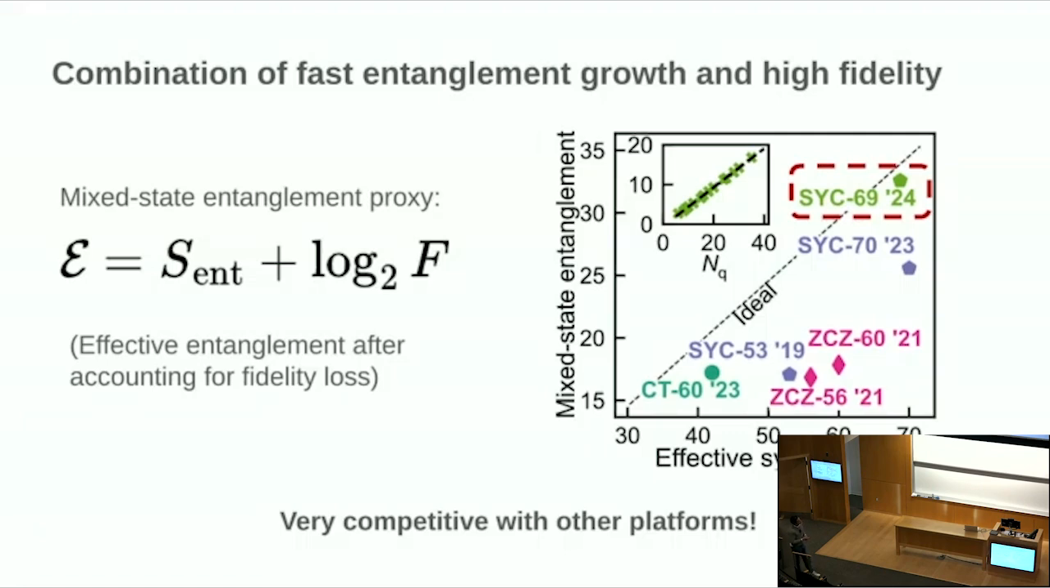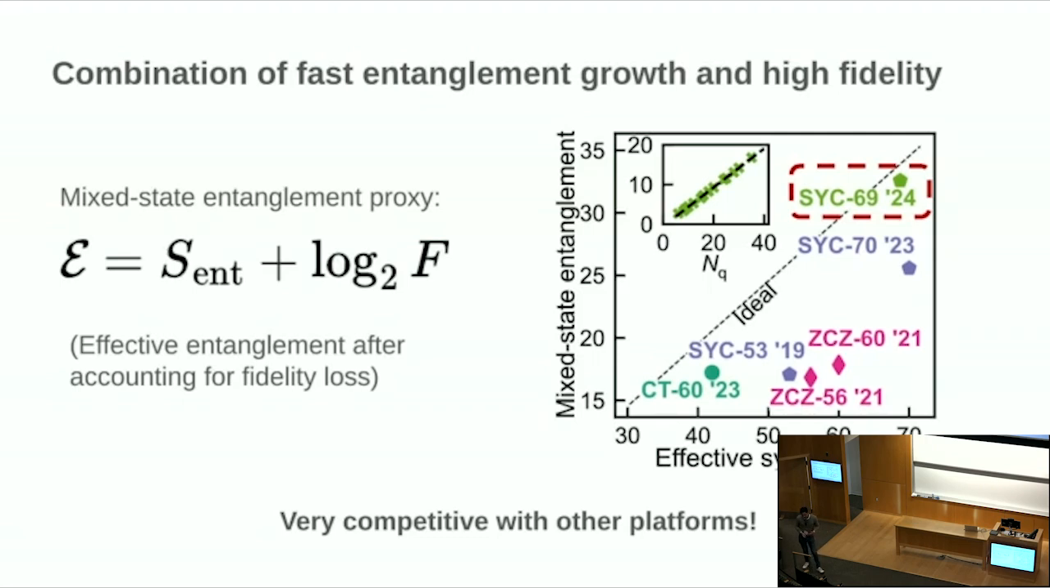Another way to consider this combination of this very fast entanglement growth and the high fidelity is to consider what's called the mixed state entanglement proxy. That's a very intuitive measure. It's really just the effective entanglement after we account for loss of fidelity. That's what's plotted on the right here as a function of system size for a few different platforms. And you can immediately see that our new platform in the top right corner here performs very well. It allows us to get a lot of entanglement with very little fidelity loss. You can in particular see it's very close to this ideal line.